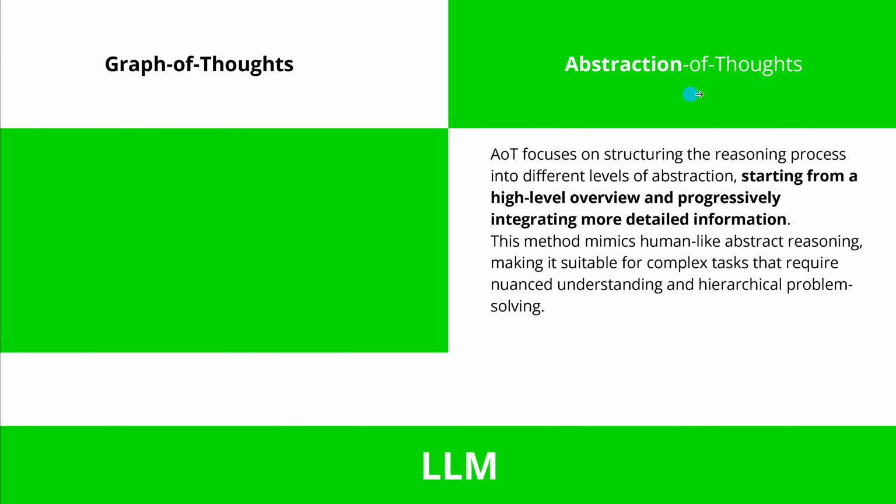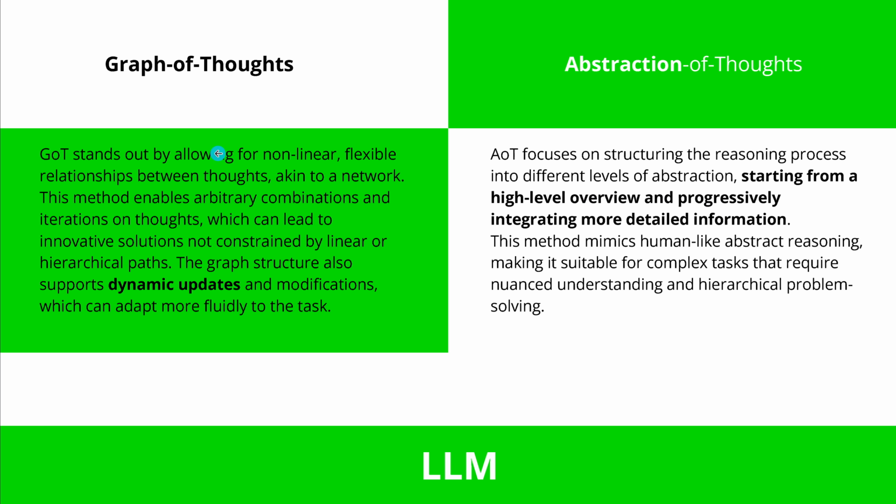Now again, abstraction of thought focuses on structuring the reasoning process into different levels of abstraction, starting from a high-level overview and progressively integrating more detailed information. Graph of thought is non-linear, a more flexible relationship between our thoughts. And what's so nice, this graph structure supports dynamic updates and modification so that we can adapt more fluidly to the task. But of course, you need compute infrastructure, because a really complex graph structure needs some powerful infrastructure.